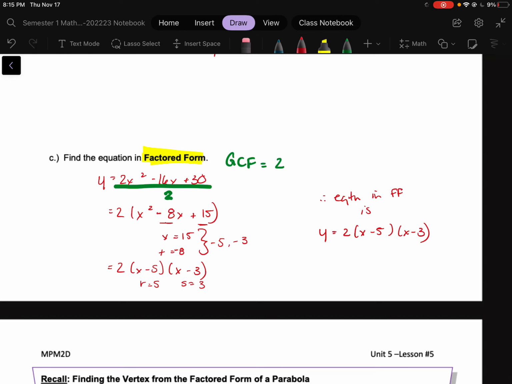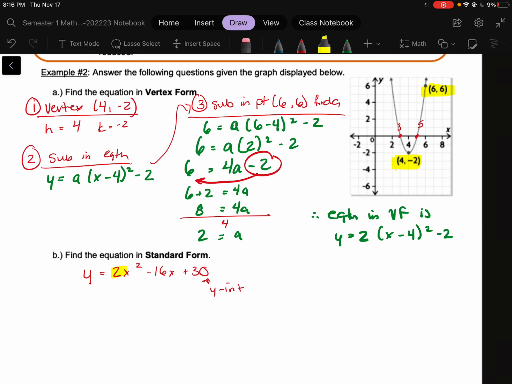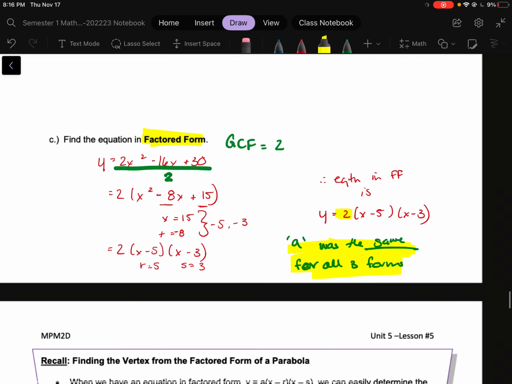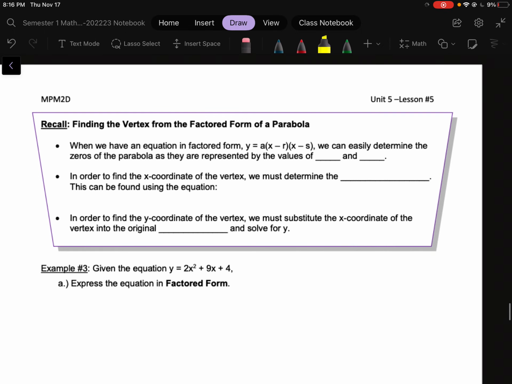Do note, something to remember: our a was the same for all three forms. We had the 2 here, we had the 2 here, and once again, we had the 2 up here. So something to look at in the future when we are going from vertex form to standard form to factored form is that the a value is exactly the same in all three.